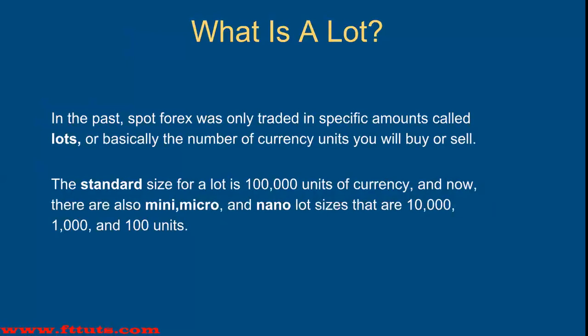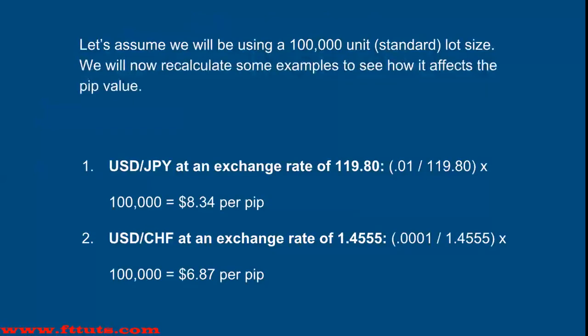It's really just going to be mini and micro. And those would be, for the mini lot, 10,000, which would be a tenth of a standard lot. Then we have 1,000 units for micro, and then 100 units for nano. So what do I mean by this? Okay, let's assume that we'll be using 100,000 units, one standard lot size. So we will now recalculate some examples to see how it affects the pip value.